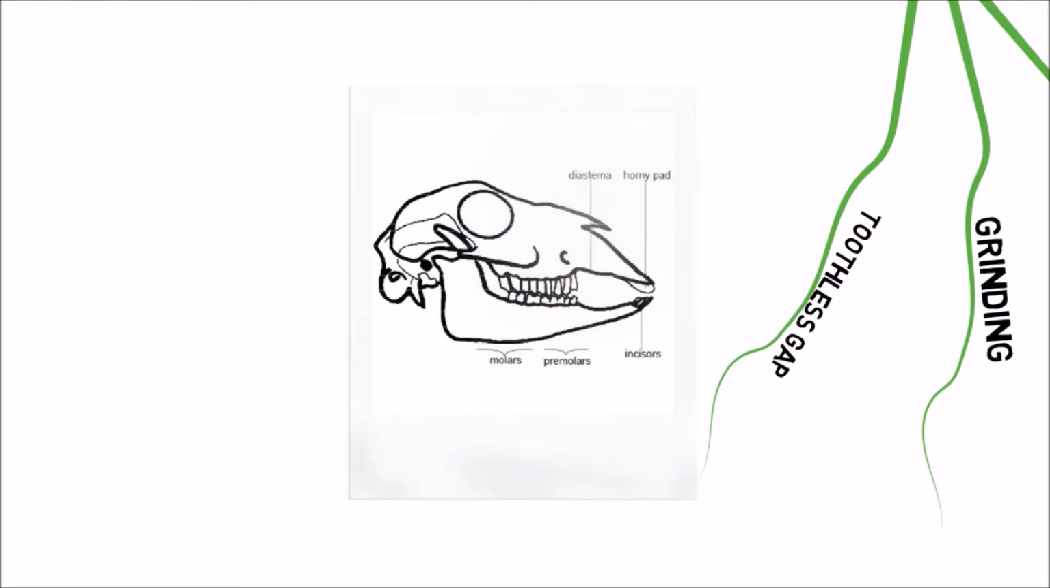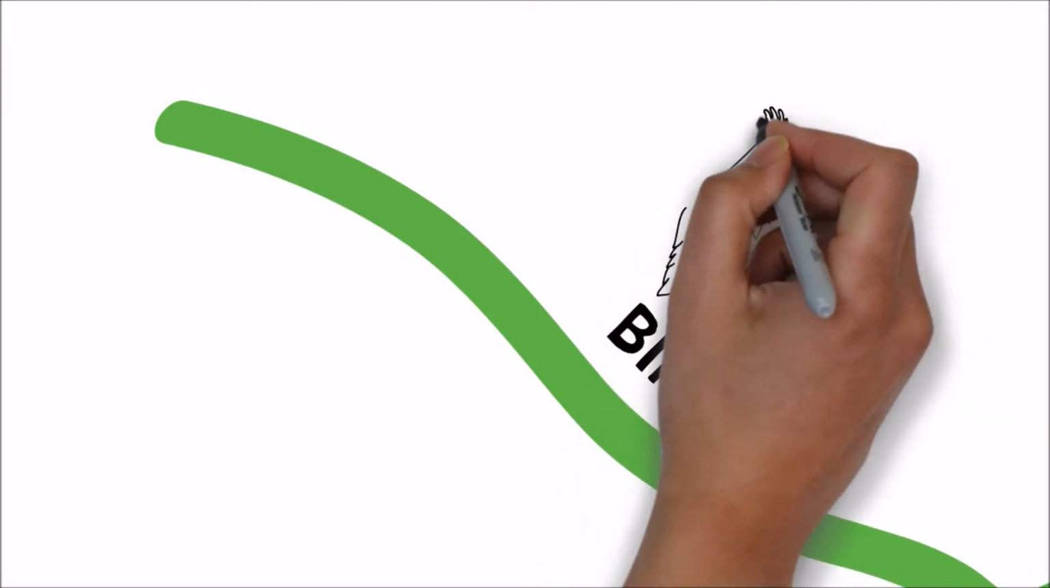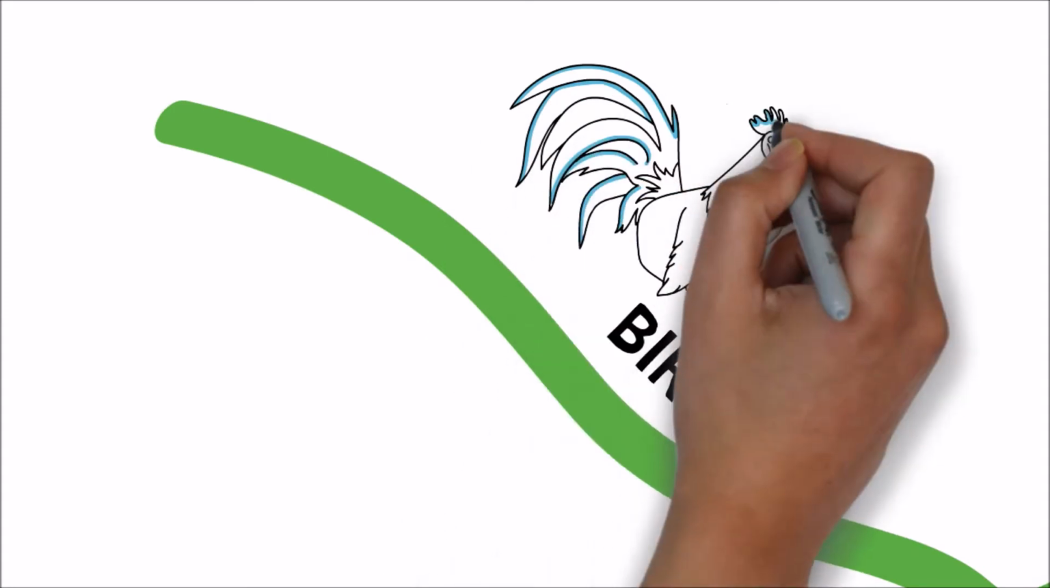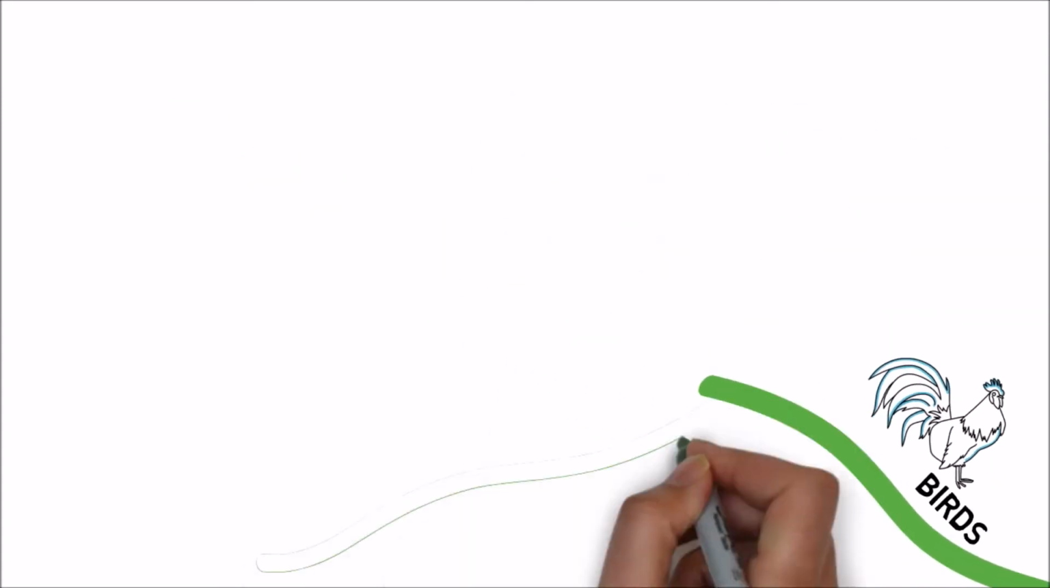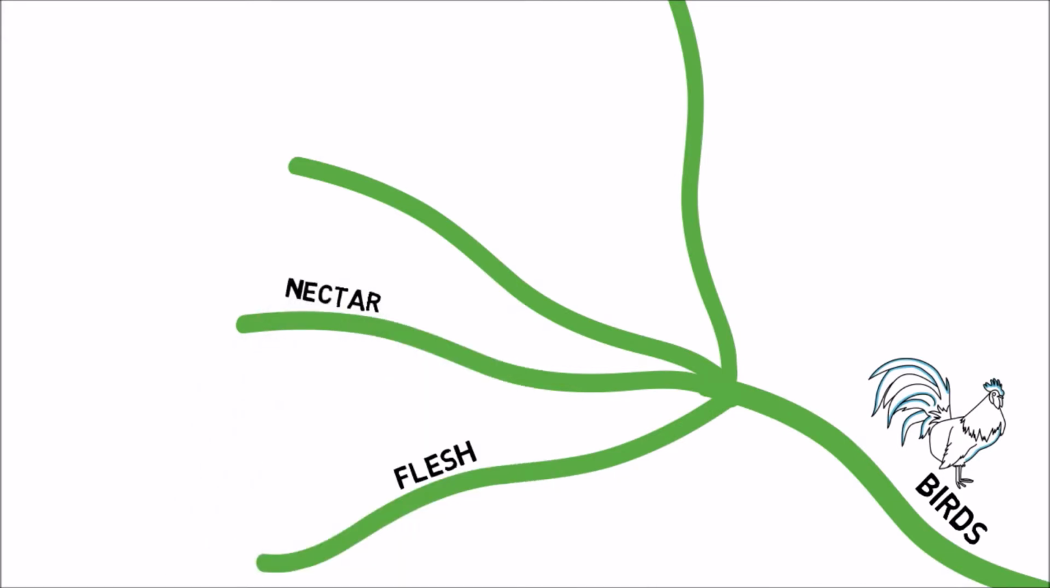As we're done with the mammals, let us look at how birds are adapted to their feeding habits. And what comes to your mind when you think about birds? For me, a chicken. So I'm going to draw a chicken. I love chicken. I like eating chicken. Now, birds are divided into four main eating habits. So we have flesh, we have nectar, we have filters, we have grain.